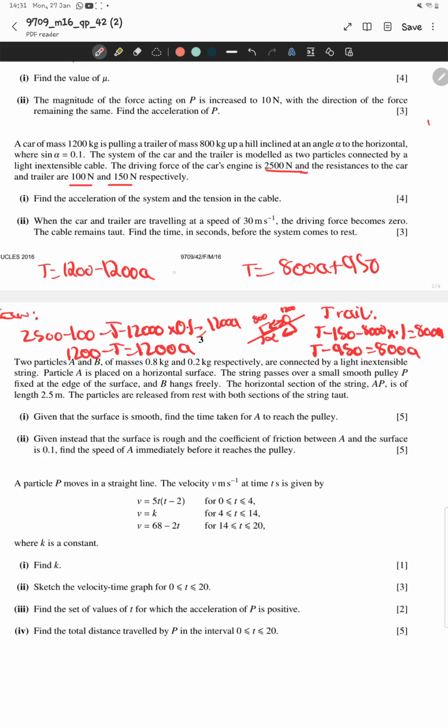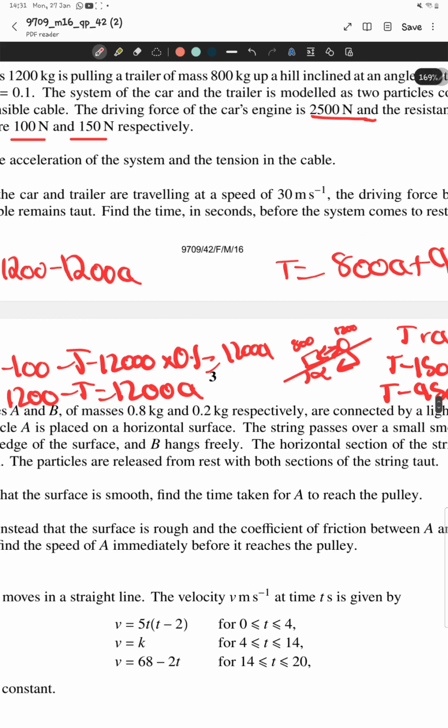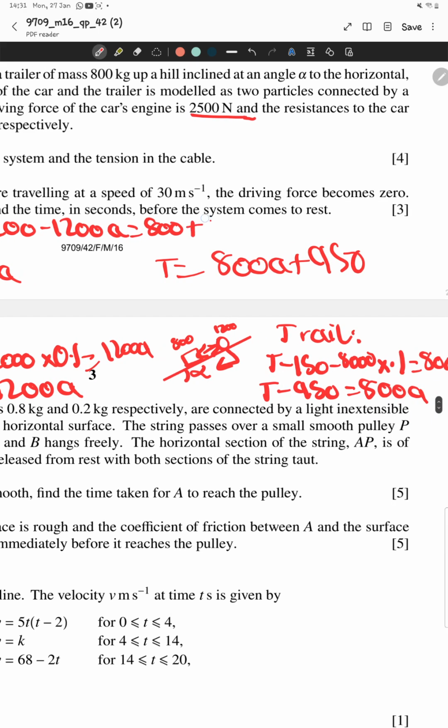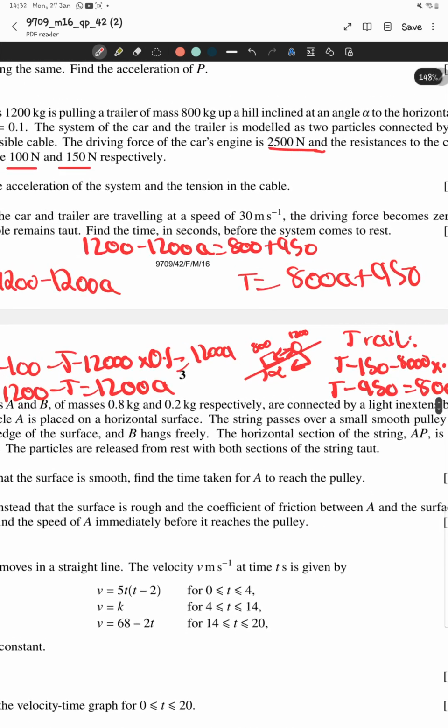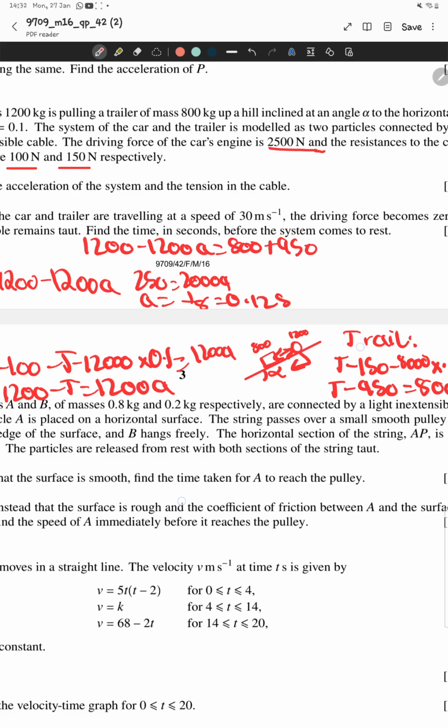So if you equate both of these, 1200 minus 1200A equals 800A plus 950. Okay, I think now it's fine. I probably made some mistake. Because this goes over here and it becomes minus, so it'll be 250 equals 2000A. And A will be just 1 by 8, or 0.125 meters per second squared. Okay, I got it.